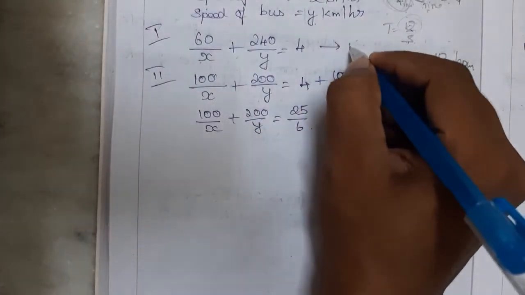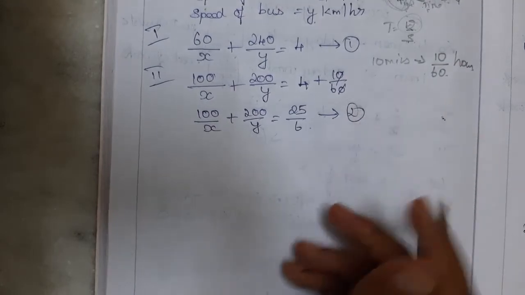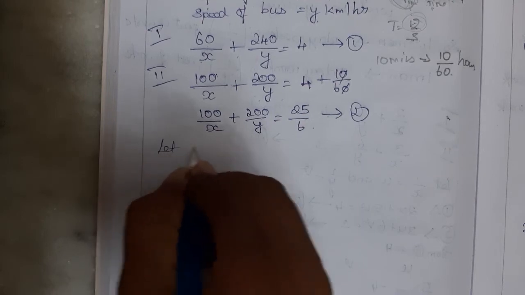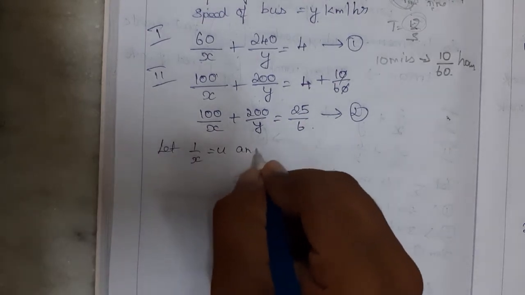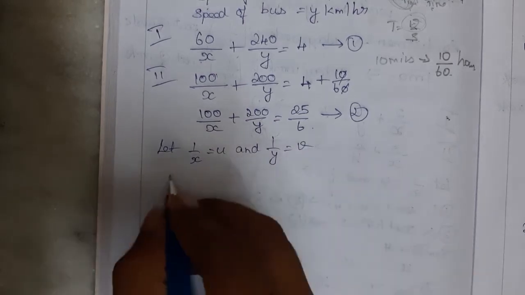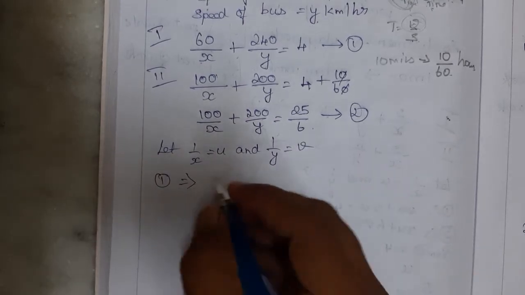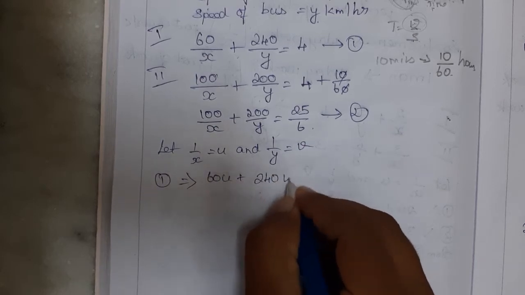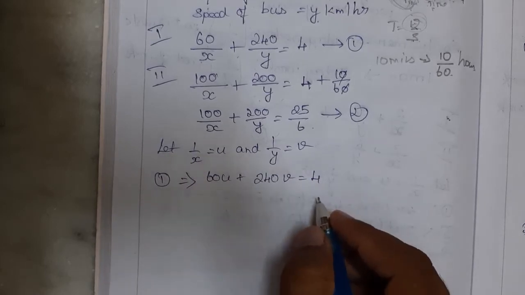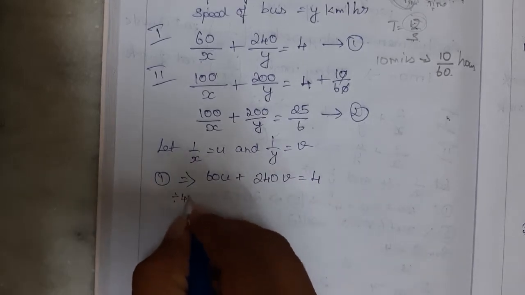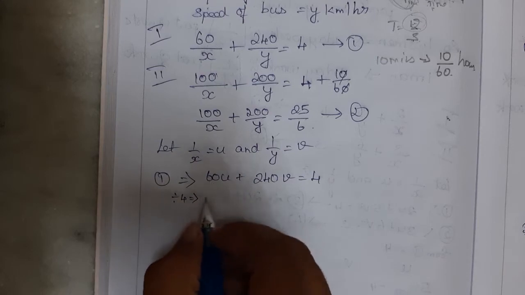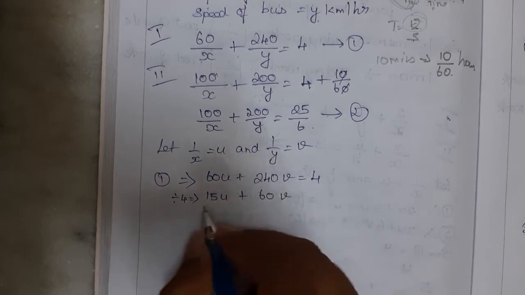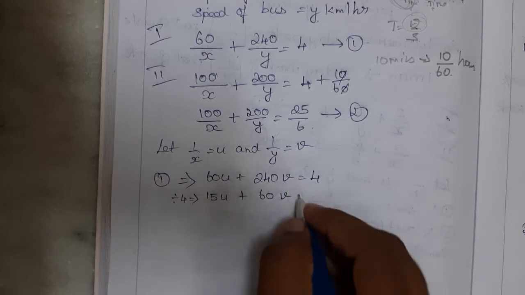So let me consider this as equation 1 and equation 2. So these equations are reducible to linear form. Let's consider 1 by x is equal to u and 1 by y is equal to v. So equation 1 will become 60u plus 240v is equal to 4. Everything is divisible by 4, right? Let me divide it by 4. We will obtain 15u plus 60v is equal to 1.